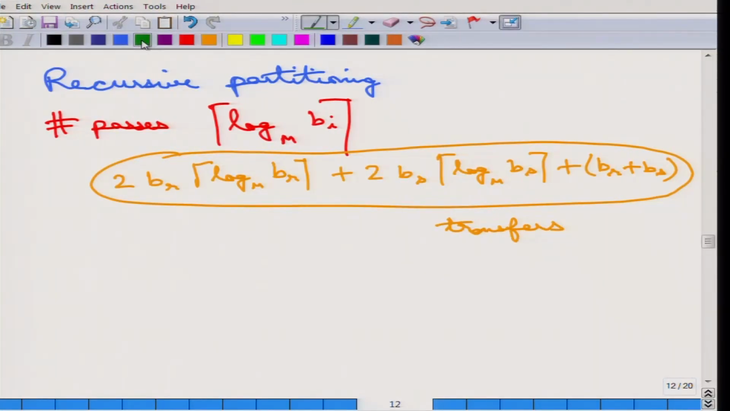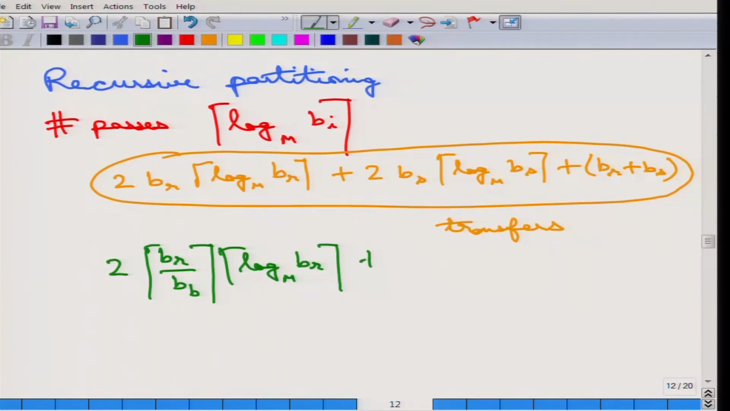and the total number of seeks that is required will be, instead of BR, this will be BR by BB. That many seeks are required, and then it's the same formula otherwise. So plus 2 BR.